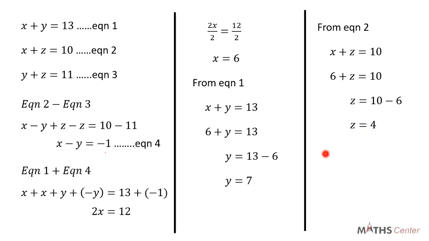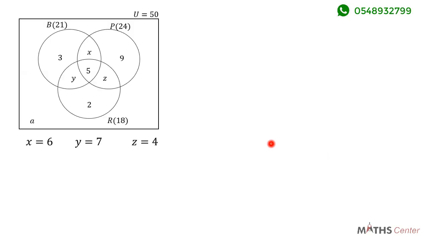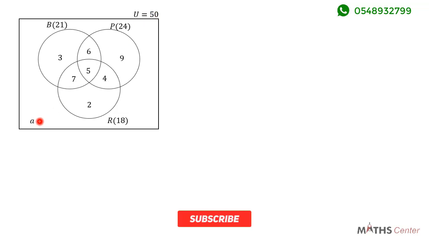Let's go back to our Venn diagram. In the Venn diagram, we have x here, y here, and z here. We have just found the values of x, y, and z, so we can replace them. X is 6, y is 7, and z is 4. So now on our Venn diagram, the only variable we don't know is a. We know that when we add everything in the Venn diagram together, we are supposed to get our universal set, which is 50. So we are going to add everything in the Venn diagram together and equate it to 50 so that we can find a.